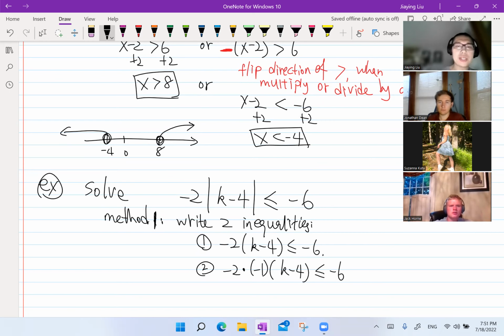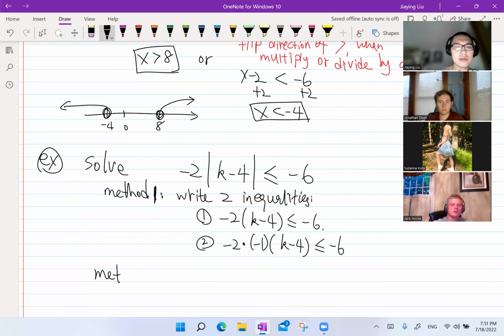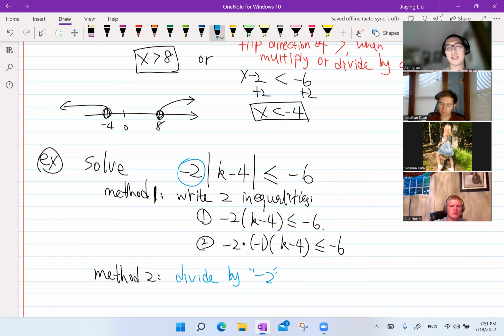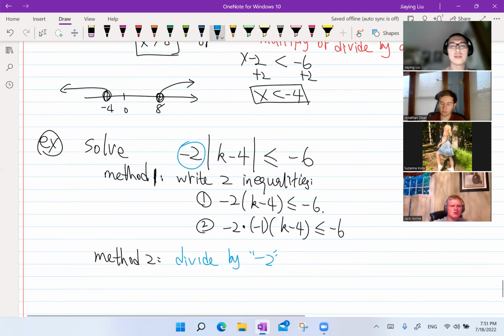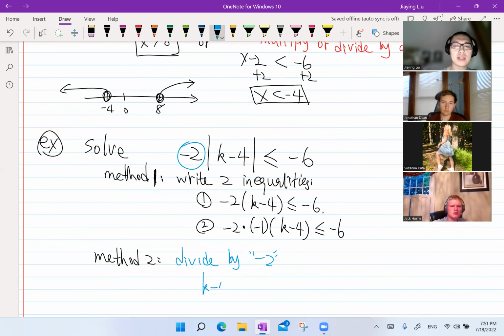If you don't like this, we can go with the second method, which is we can simplify everything. We can simplify the -2 first by dividing by -2 on both sides, to clear everything on the left side. So divide by -2, so we get absolute value of k minus 4. When we divide by a negative number, we have to flip the direction. So greater than or equal to -6 over -2, which is going to be 3.